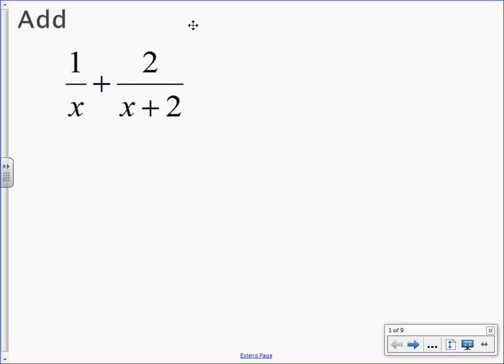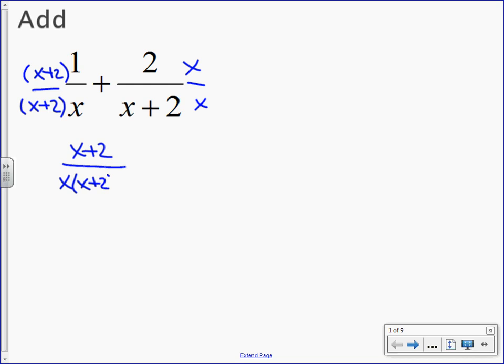X plus 2. Okay, so if we were to add these two together, we would multiply this one by x plus 2, right? And this one by x over x. And we'd have x plus 2 over x times x plus 2, plus 2x over x times x plus 2. And we could add these two together, right?